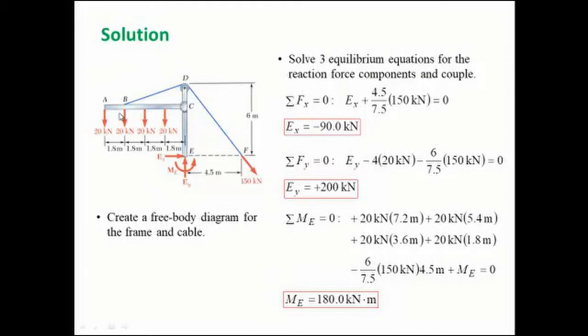Here I cannot put because the perpendicular distances are different. 20 into this is the perpendicular distance, and likewise for each of the others. So about E, all are producing anti-clockwise moment, and that is written here. And this horizontal force which is passing through E will not produce a moment.